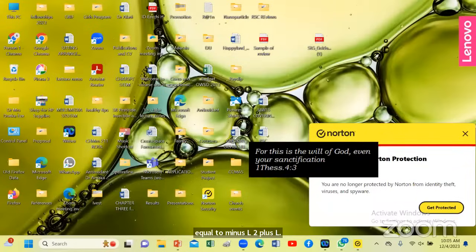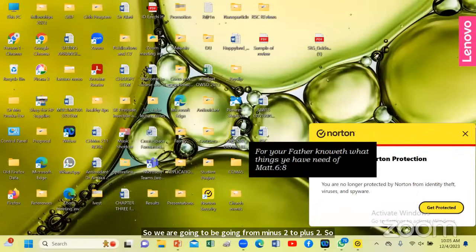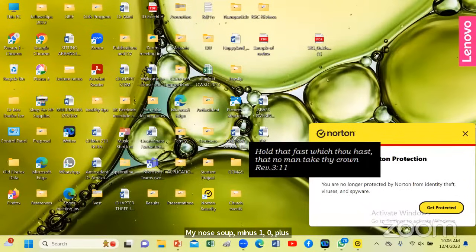Good. Now let's go to D. For the D subshell, l equals what? 2. But remember, ml is minus l to plus l. So we are going from minus 2 to plus 2. So it's going to be minus 2, minus 1, 0, plus 1, plus 2. Good. Exactly.